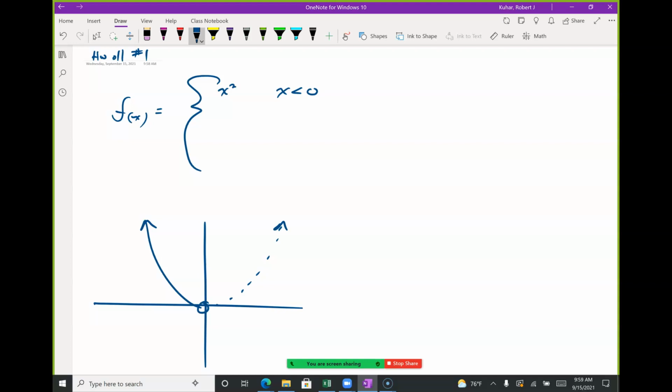When x is 0, I should hit a height of 3. 1, 2, 3. So I got a singleton point there. And when x is positive, I want the curve y equals 2x plus 4. So at 0, I hit a 4. At 1, I hit a 6.